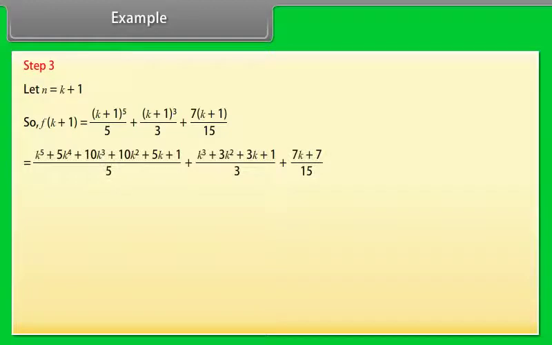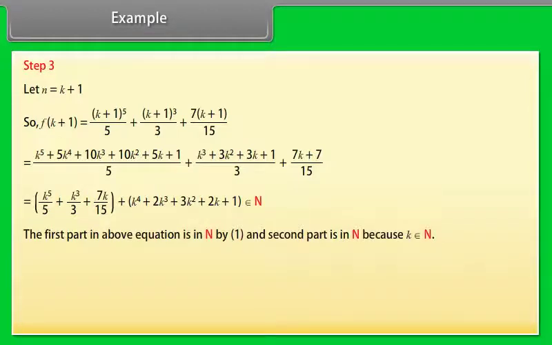Now, by calculating it, we get f(k+1) is equal to k raised to power 5 by 5 plus k raised to power 3 by 3 plus 7k by 15, plus k raised to power 4 plus 2 times k raised to power 3 plus 3 times k raised to power 2 plus 2k plus 1, which belongs to N. The first part in the above equation is in N by 1 and the second part is in N because k belongs to N. So, the result is true for n equal to k plus 1.